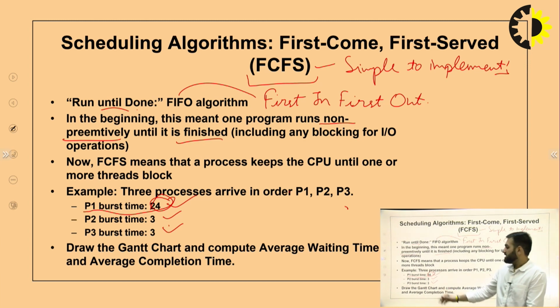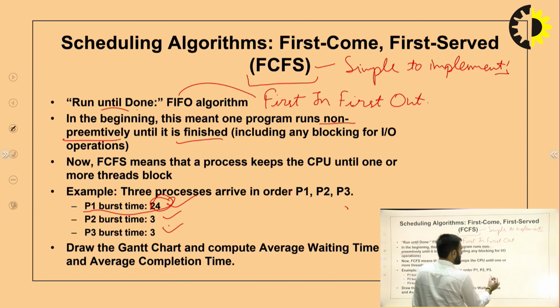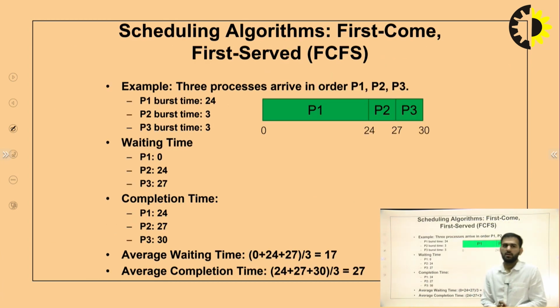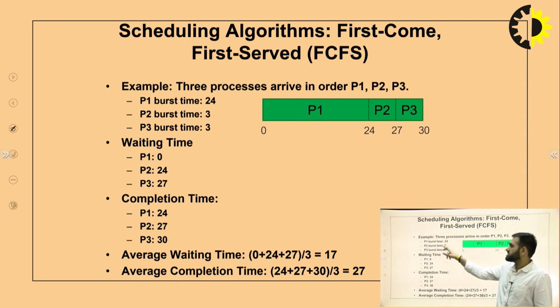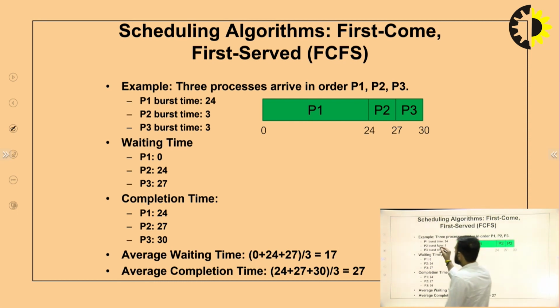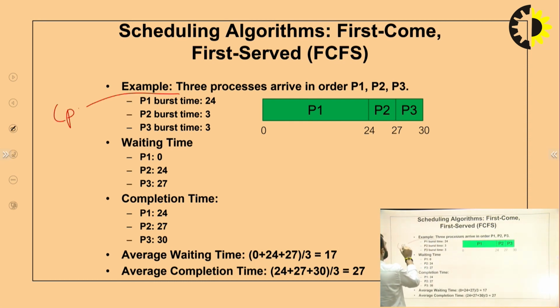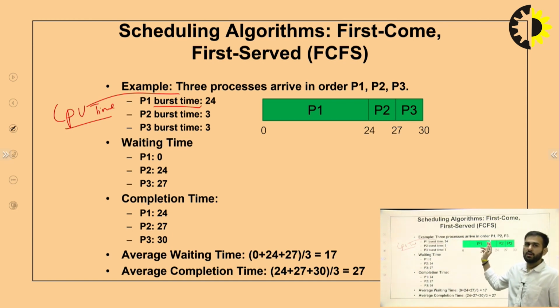What is the Gantt chart here? It shows the processes in a timeline. We will see it later. Now solving the example: process P1 with burst time 24, P2 with burst time 3, P3 with burst time 3. Burst time is nothing but CPU time. They arrive in the order P1, then P2, then P3. This is the Gantt chart.